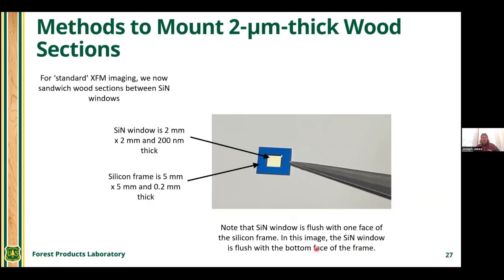The way that we do it now, for standard XFM imaging, is we sandwich wood sections between these silicon nitride windows. They come in different sizes, but the one we typically use has a silicon frame that's 5 millimeters on a side and 0.2 millimeters thick. The silicon nitride window is typically 2 by 2 millimeters and 200 nanometers thick. One thing to know with these windows is that the film itself is always flush with one face. In this particular picture, you can see the bevel here, so it's flush with the bottom of the frame.